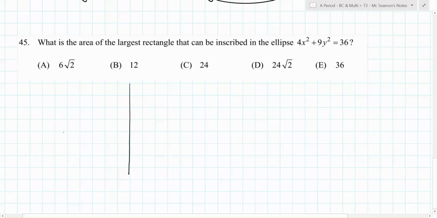When y is 0, what does x equal? When y is 0, what does x equal? Oh, come on. When y is 0, what does x equal? 3, plus or minus 3, yes. When x is 0, what does y equal? Plus or minus what? 2. So you have an ellipse, right?